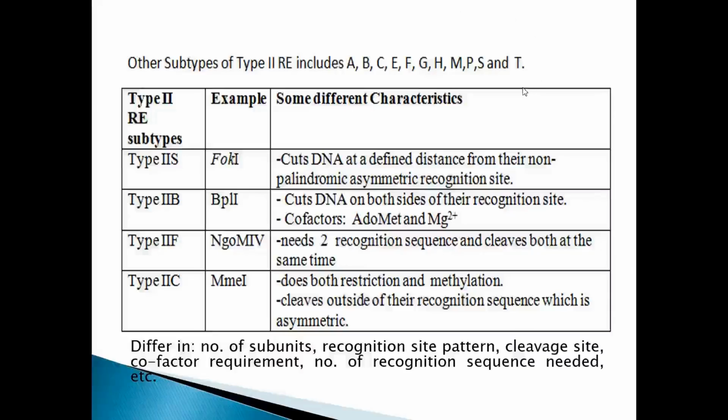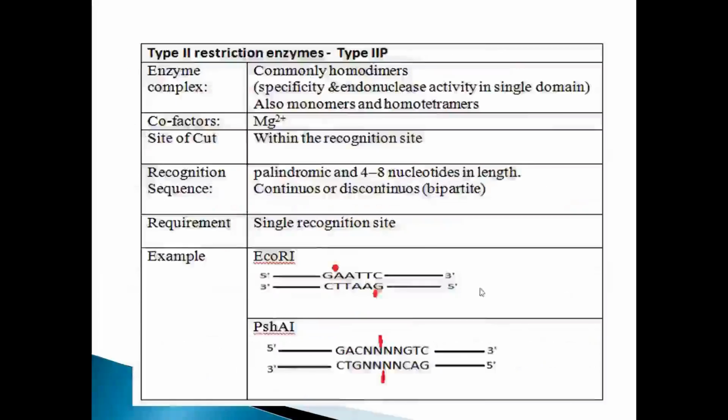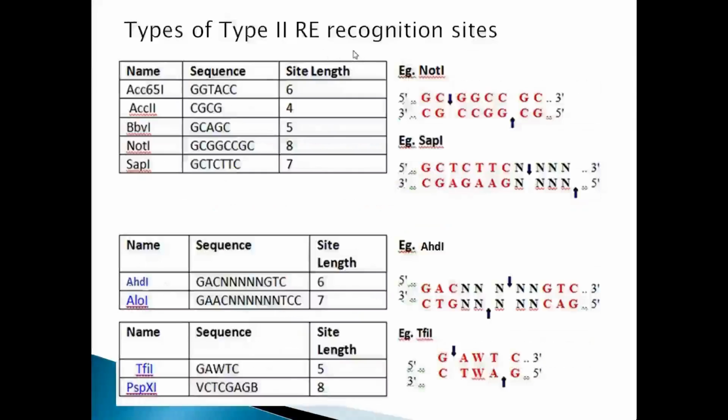These are the other subtypes of type 2 restriction enzyme. They differ from each other in one or the other characteristics. Like they differ either in the number of subunits or recognition site pattern, cleavage site, anything like that. Few subtypes are mentioned over here. Let's see in detail about the different recognition sites of type 2 restriction enzymes.